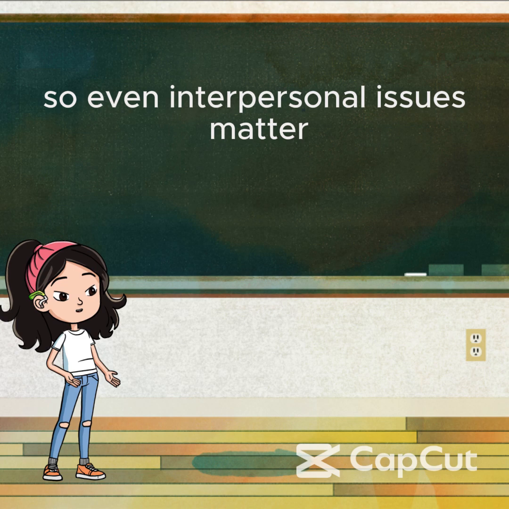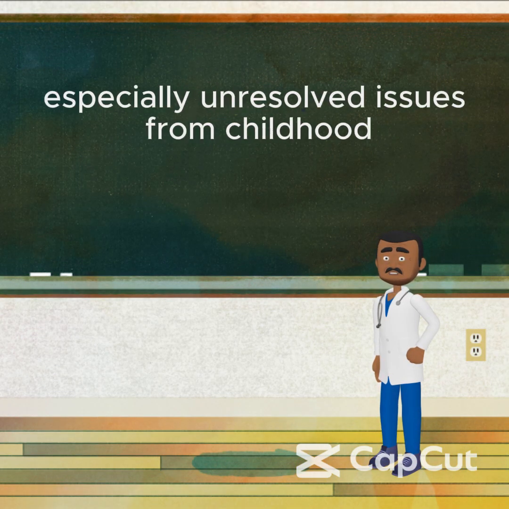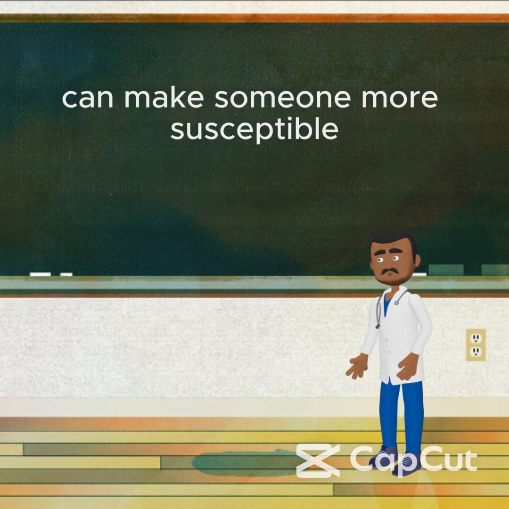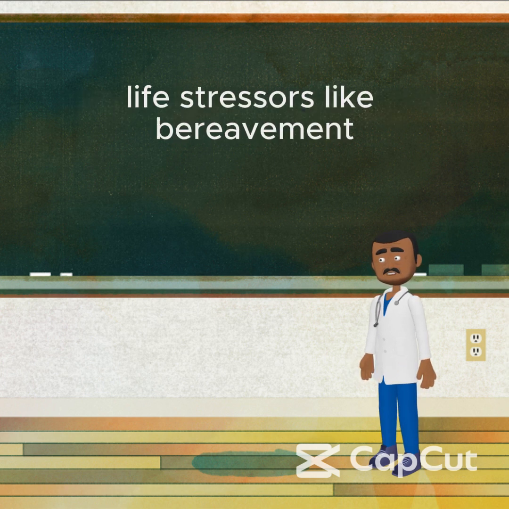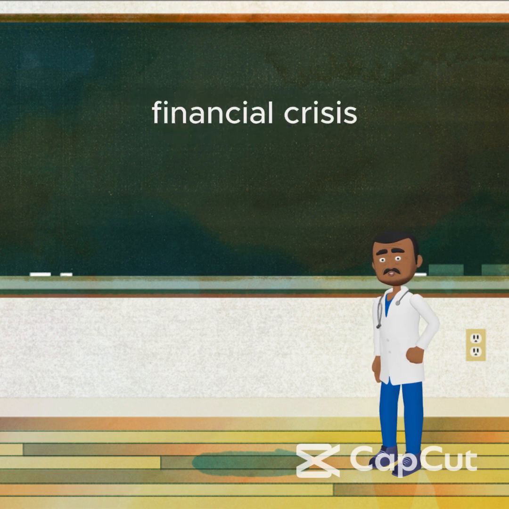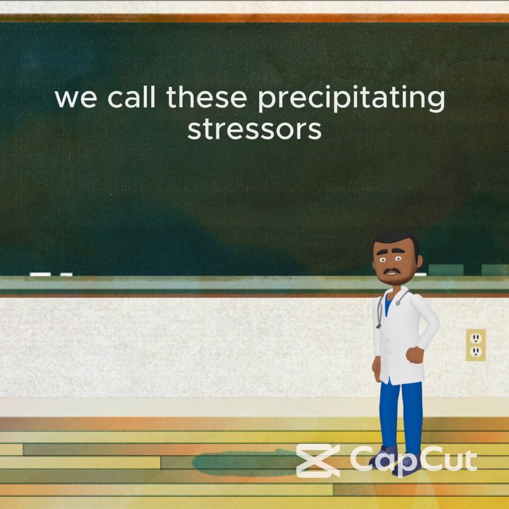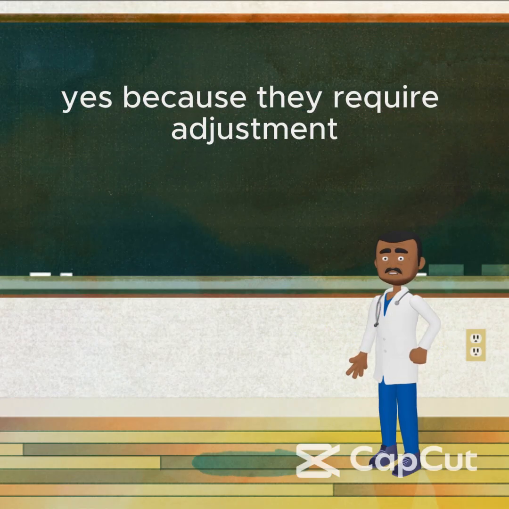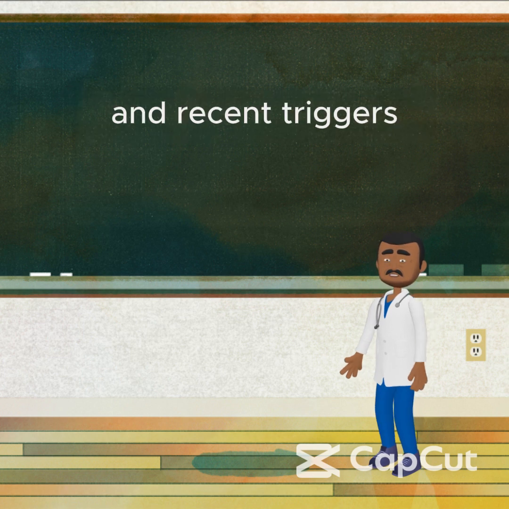So, even interpersonal issues matter? Absolutely. Poor relationships, especially unresolved issues from childhood, like early loss of a parent, can make someone more susceptible. Finally, social factors, life stressors like bereavement, financial crisis, job loss, or even a promotion, can precipitate an episode. We call these precipitating stressors. Even positive life events? Yes, because they require adjustment. The key is to assess both long-term vulnerabilities and recent triggers.